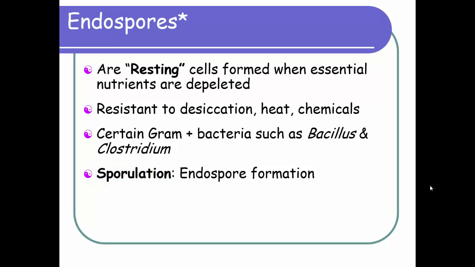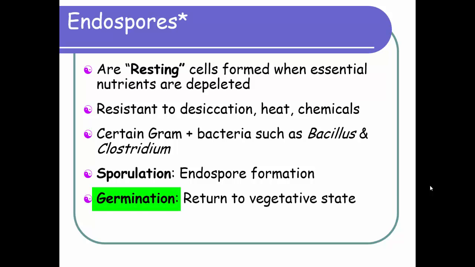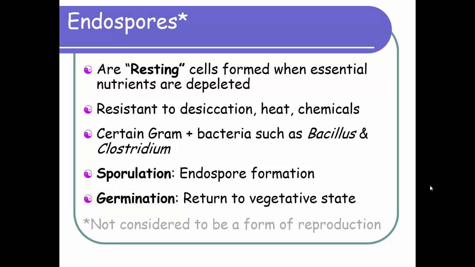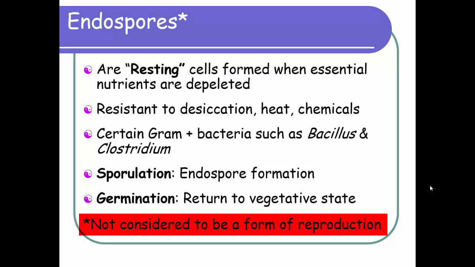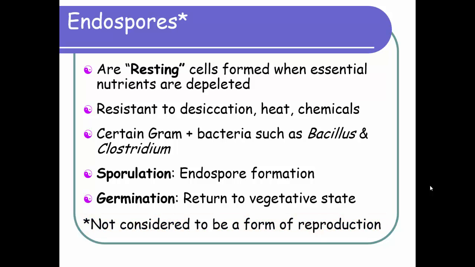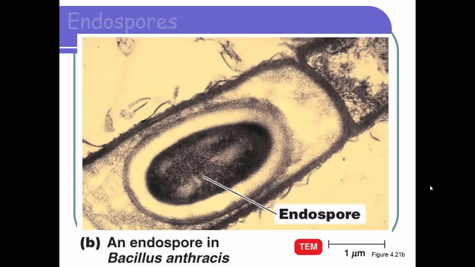If the endospore enters a favorable environment, it will return to the vegetative or living state through the process of germination. Endospores are not considered to be a form of reproduction because you go from one cell to one cell. It is simply a resting state of the cell.